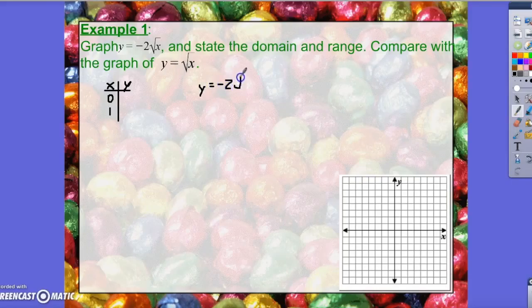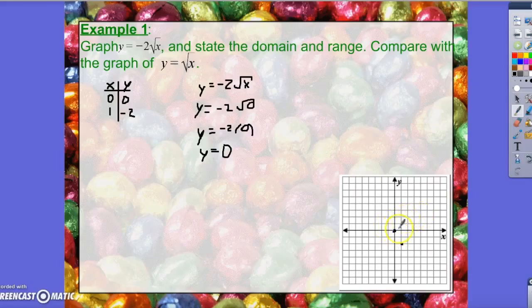Now hopefully you could evaluate at this point. I will do at least one with you. Plug in 0. Square root of 0 is still 0. So negative 2 times 0 is still 0. So that's how we're evaluating in case you get stuck. If I plug in 1, square root of 1 is 1. 1 times negative 2 is negative 2. So plot our points, 0, 0 and 1, negative 2.